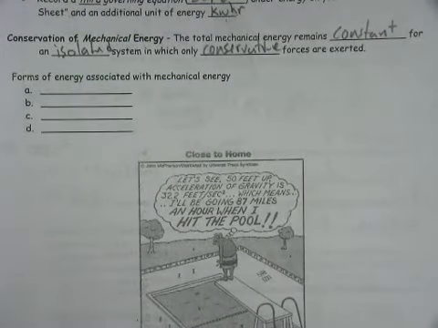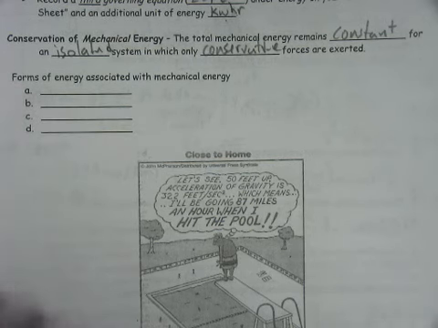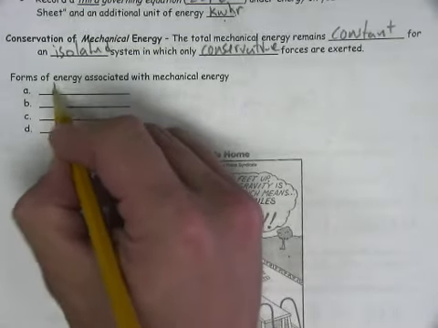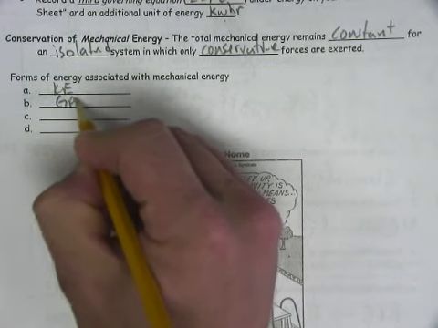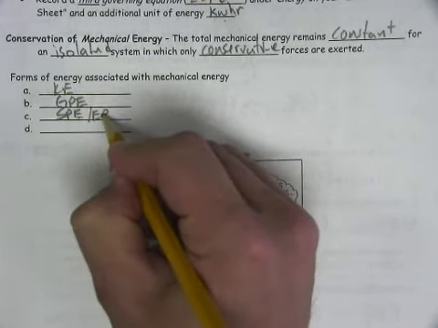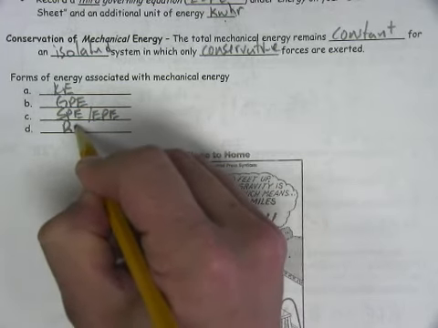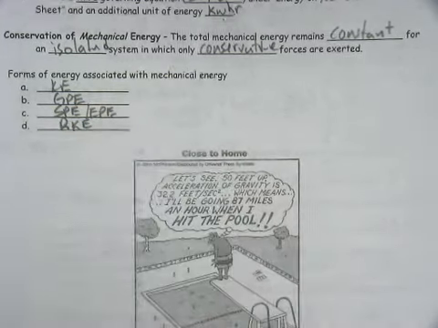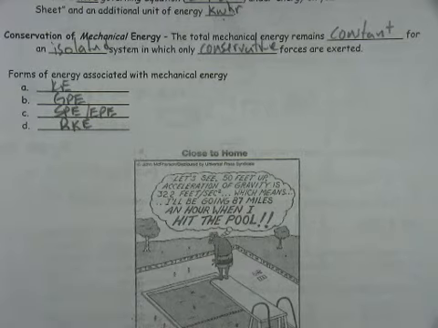All right, so what does that mean? It means the mechanical energy that you have at the beginning is going to equal the mechanical energy that you have at the end. And I'll run through an example in just a bit with that. So forms of energy associated with mechanical energy, we've talked about this before: kinetic energy, gravitational potential energy, spring potential energy, or you could say elastic potential energy, and rotational kinetic energy. So those are the forms that we want to keep in mind.